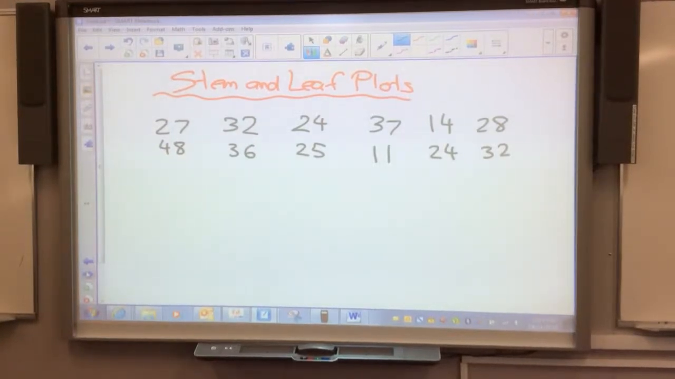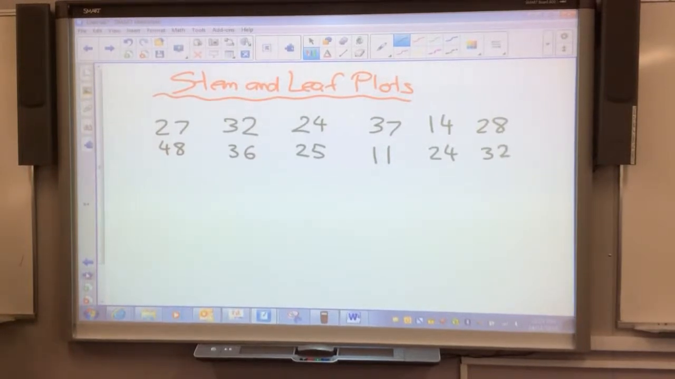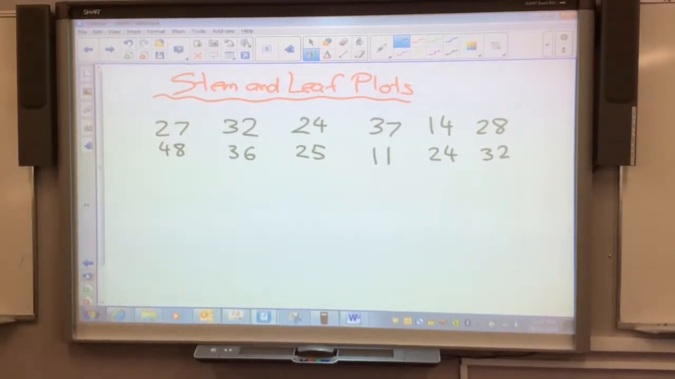Stem and leaf plots are a new type of graph. We've looked at dot plots, column graphs, histograms, polygons. This is a new one. It's a really simple one where we just actually write the numbers and they form the graph themselves. But we do split the numbers into two parts, the stem and the leaf.